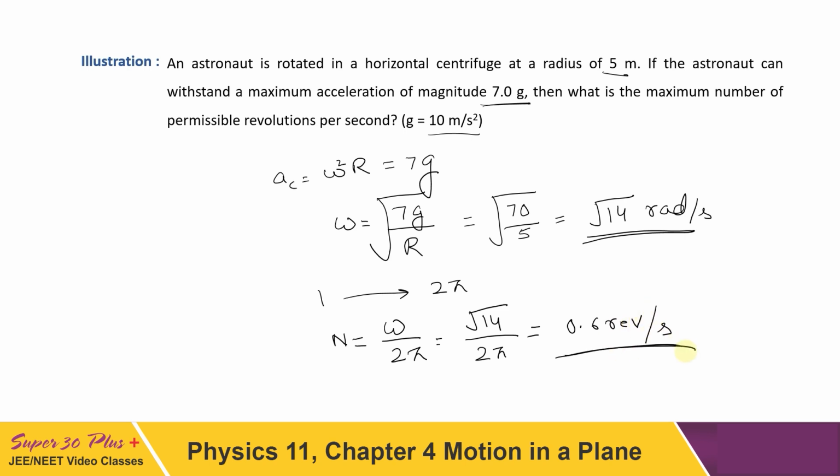It is the number of revolutions made per second if the astronaut can withstand a maximum acceleration of 7g. In the next session, I will introduce you to relative motion in 2D. Already we had seen relative motion in 1D and now it's the turn for 2D. Okay, bye.